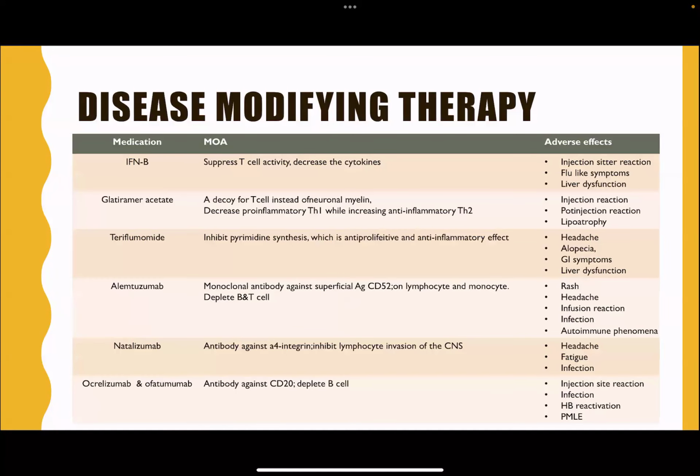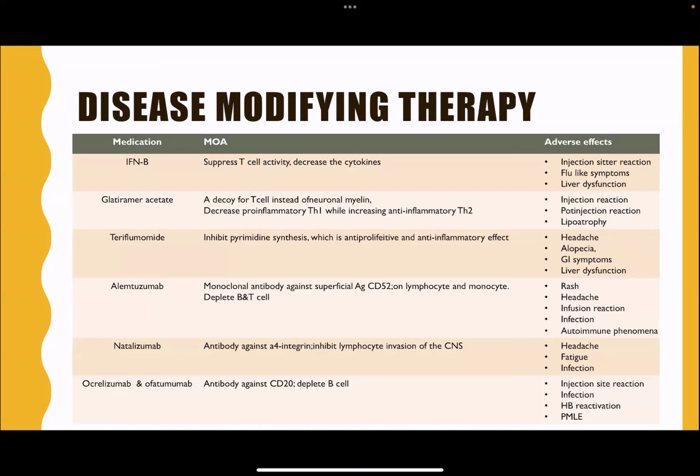So here I listed the medications and the mechanism of action of each. Coming to the interferon beta, it is targeted toward the T cell activity. Therefore, it's going to decrease the cytokines production. Glatiramer acetate is a decoy for the T cell instead of neuronal myelin, and it will decrease the pro-inflammatory T helper 1, and it will increase the anti-inflammatory T helper 2. Teriflunomide will inhibit the pyrimidine synthesis, which has an anti-proliferative and anti-inflammatory effect.